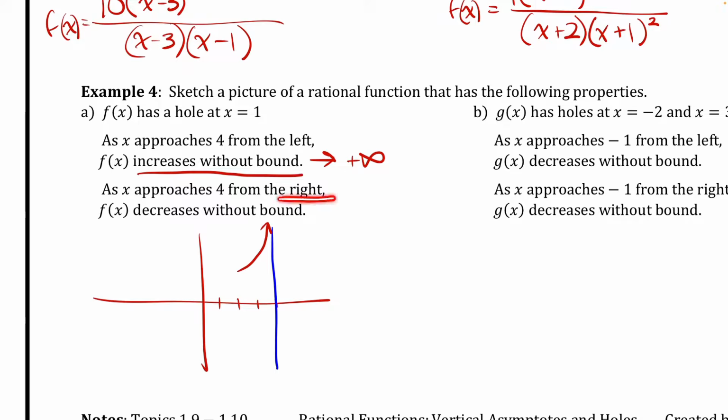And when I go from the right, when I come from this direction, I decrease without bound, which means what, Anatoly? What does decrease without bound mean? Decrease without bound means negative infinity, which means I'm going to come out over here and decrease without bound. The only thing that I'm missing is I need to have a hole at x equals 1. So here's 1. I'm going to put a hole and continue the function.